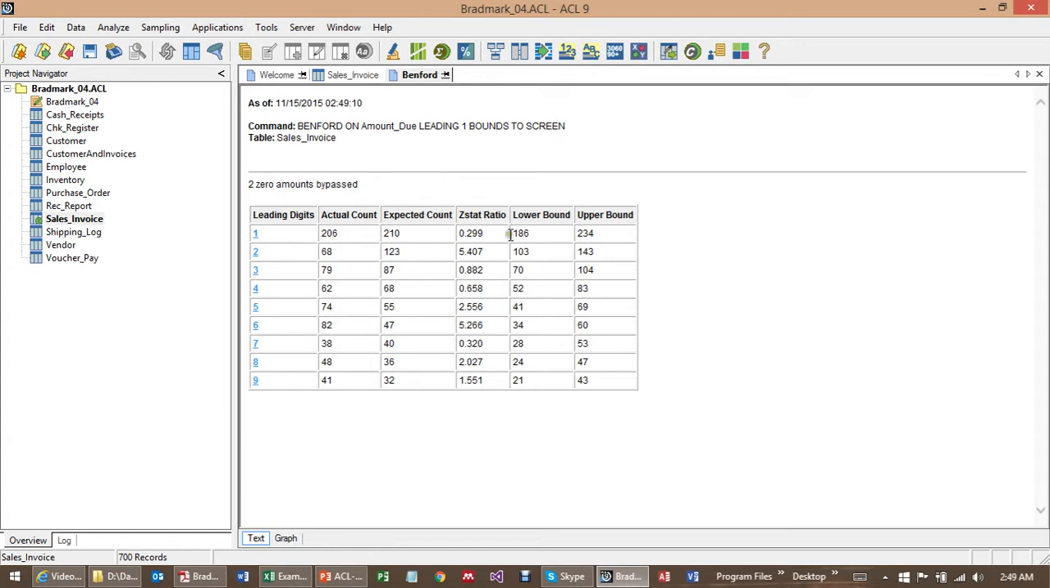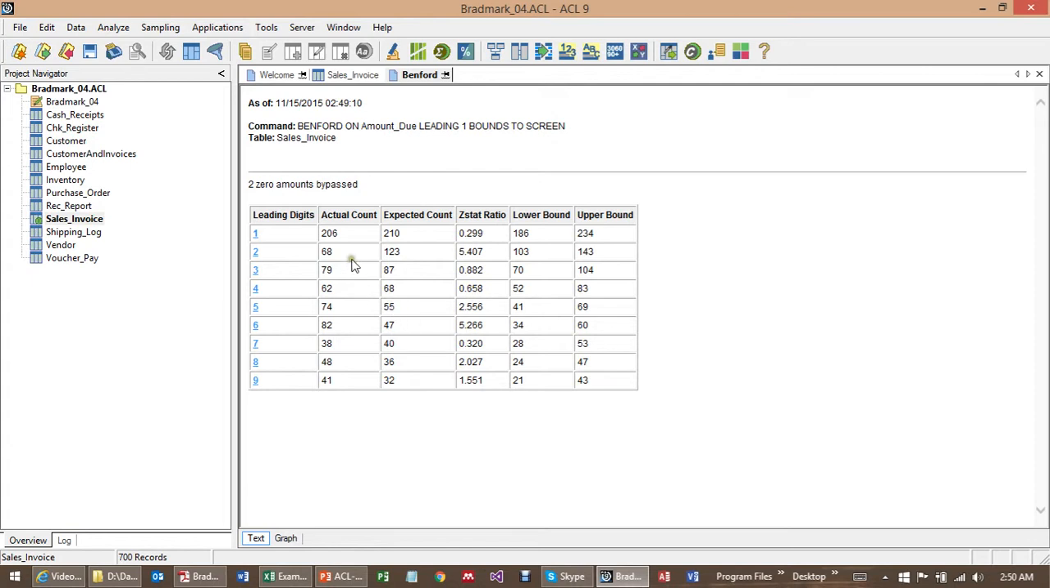To know that, we look at the lower and upper limits or bounds, and if our actual is in between the lower and the higher, then it is acceptable. So any record starting with a 1, 206, it is between 186 and 234.